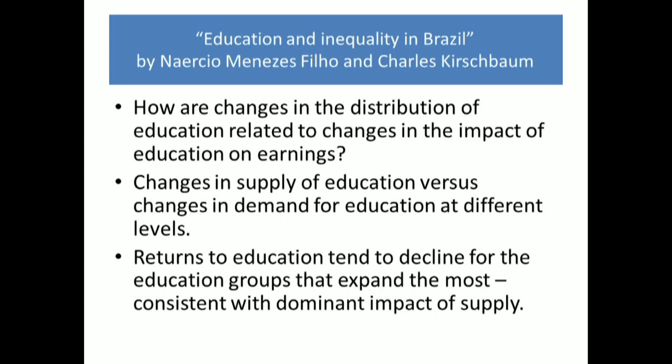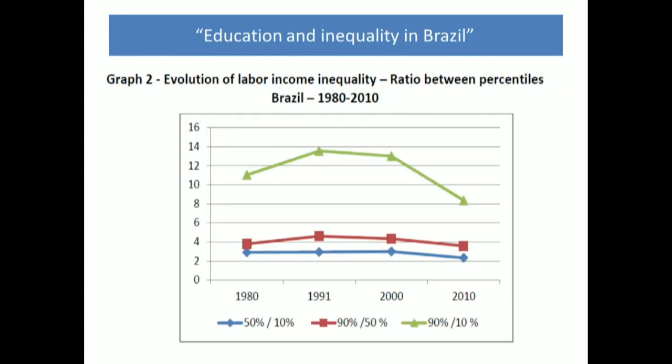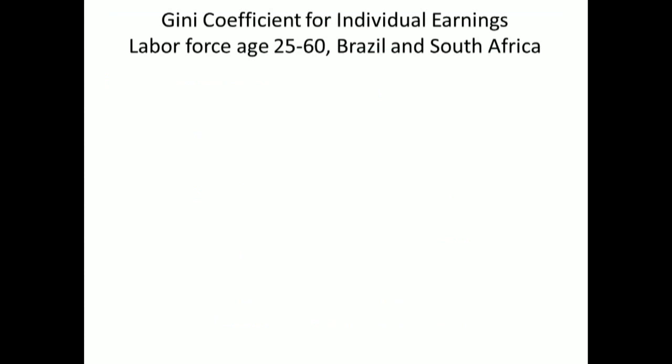And basically the story of their paper is that most of what we see is consistent with, as the education distribution shifts into higher years of education, the returns to those higher years of education start to fall. And so this is what's happening to inequality, as Nercio showed. I thought you might be interested. I got interested in this.